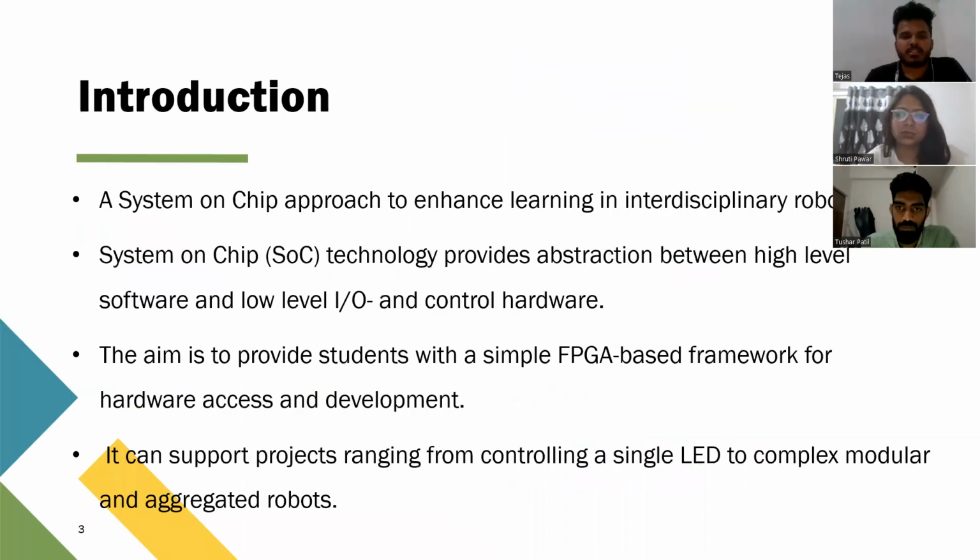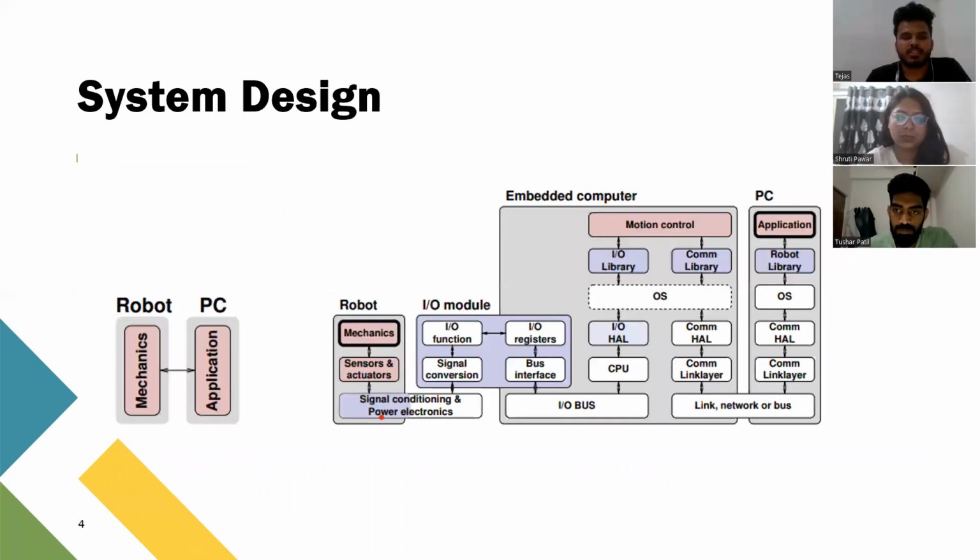So a system on chip technology provides an abstraction between high-level software and low-level input-output and control hardware. Basically, SOC, system on chip, is a compressed version of ICs. The aim of this paper is to provide students with a simple FPGA-based framework for hardware access and development. Basically, SOC can be used for controlling a single LED or complex modular and aggregated robots. SOC can be seen in our computers, in PCs, and in mobile phones. So let's continue with the system design.